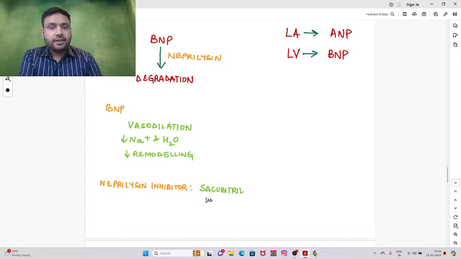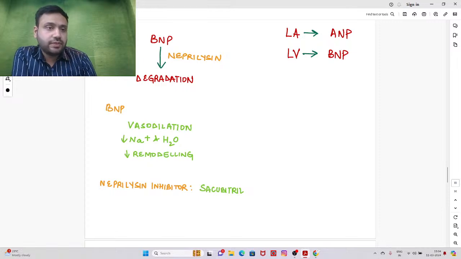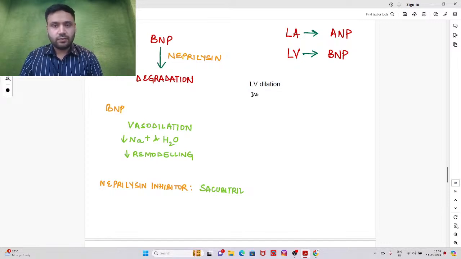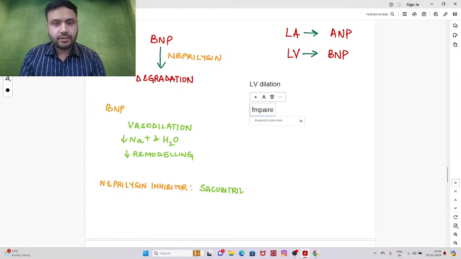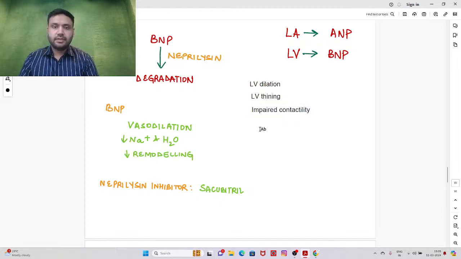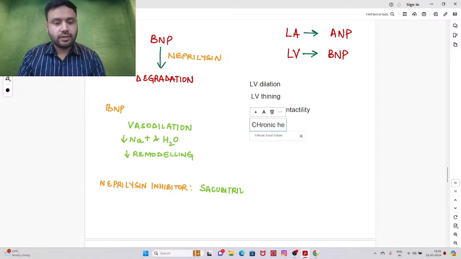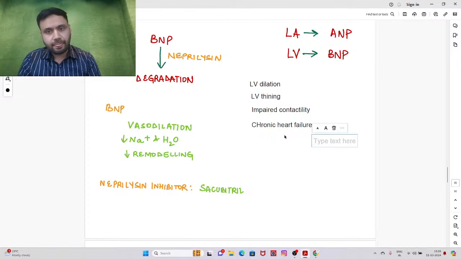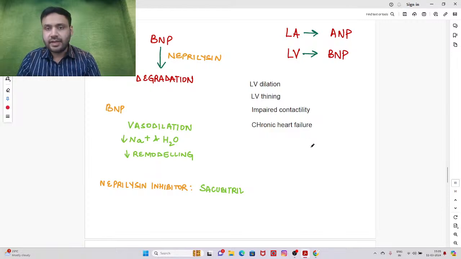So in a failing heart, we were discussing three things. What were those three things? LV dilation, right? Second was LV thinning, right? Last was impaired contractility. These three pathophysiological mechanisms are important for chronic heart failure, right? Whenever there is dilation, why does the heart dilate? It is because the muscle fiber has been replaced by fibrous tissue, right?